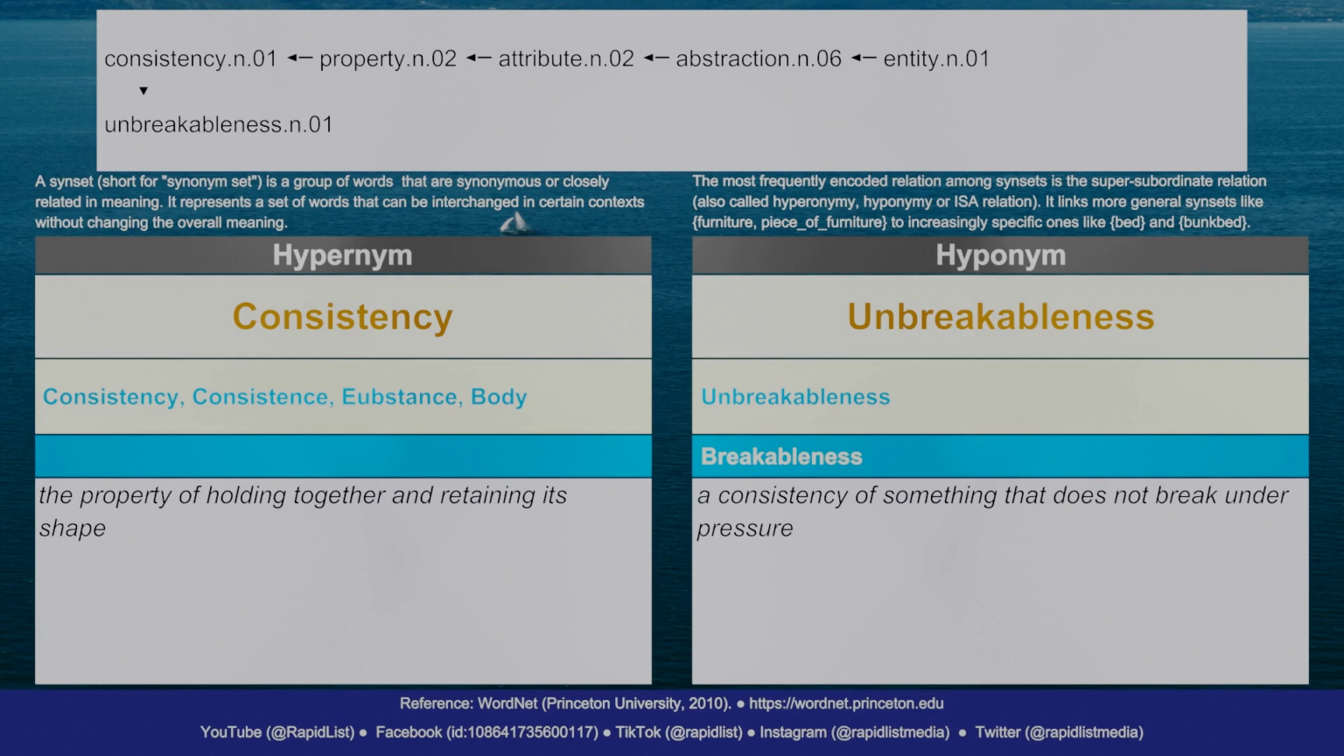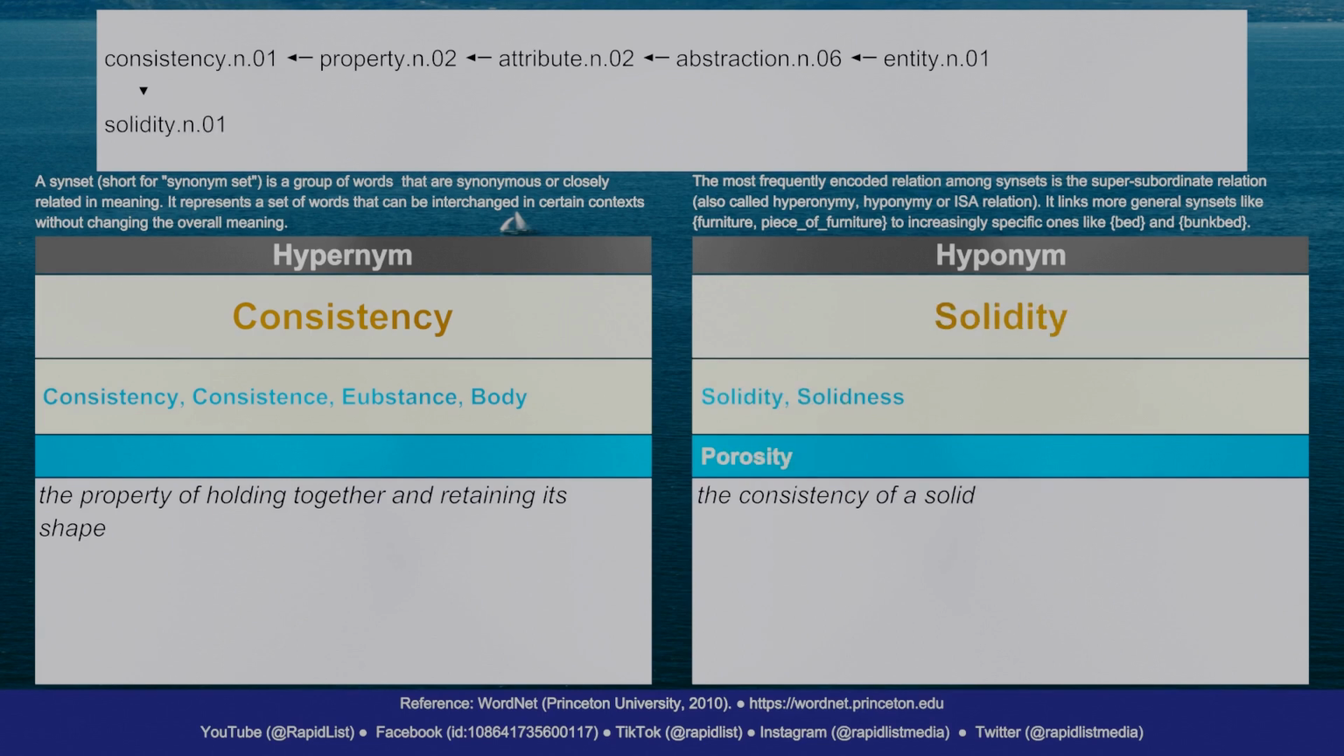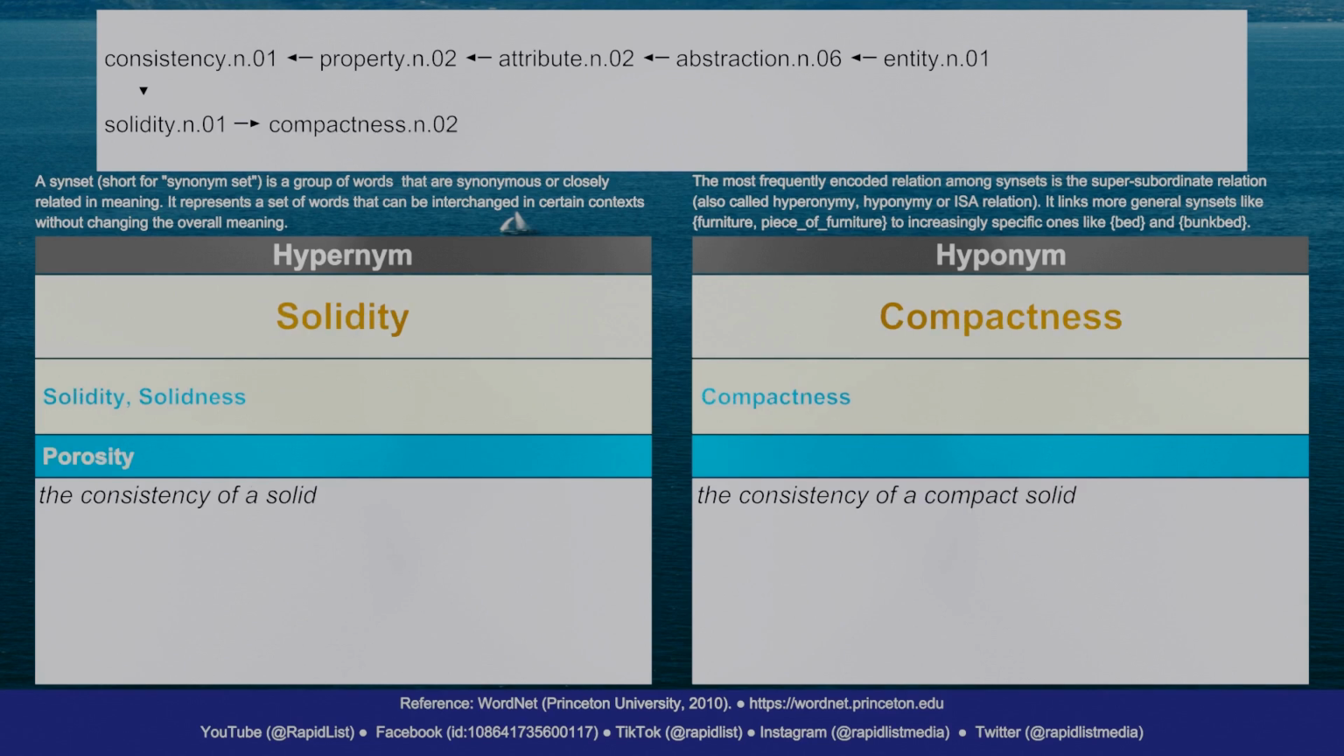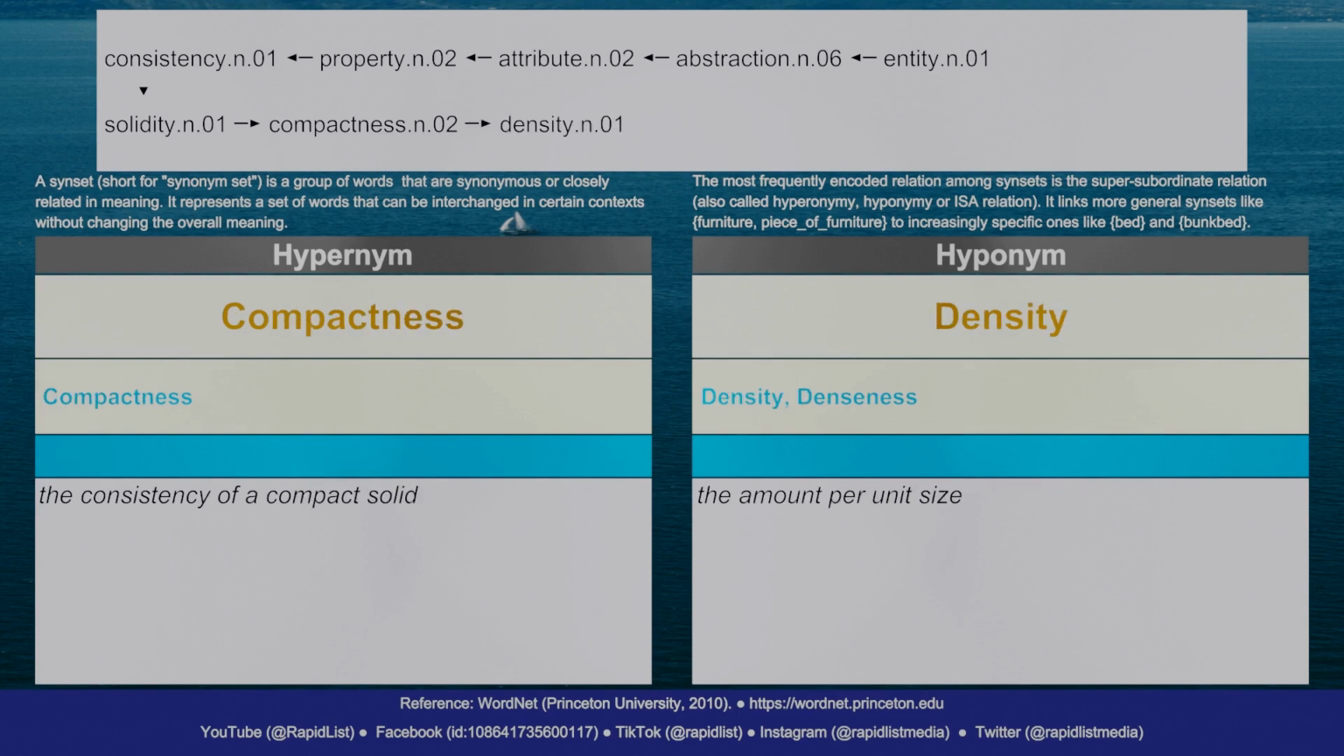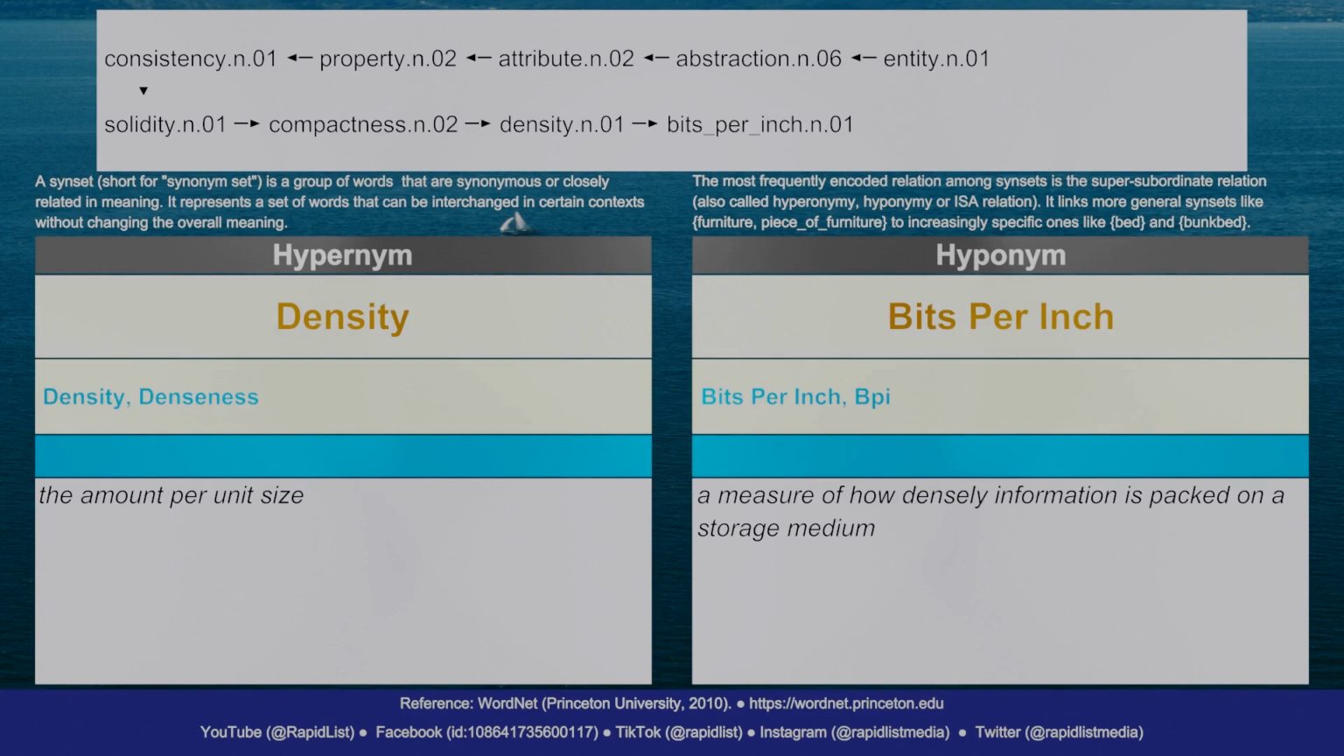Solidity. The consistency of a solid. Compactness. The consistency of a compact solid. Density. The amount per unit size. Bits per inch. A measure of how densely information is packed on a storage medium.